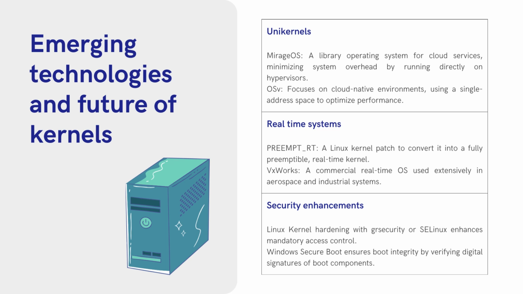Now, the security enhancements: with the rise of sophisticated attacks, kernel security includes secure boot, signed kernel modules, and memory protection to mitigate vulnerabilities. Some examples of these are the Linux kernel and Windows Secure Boot.